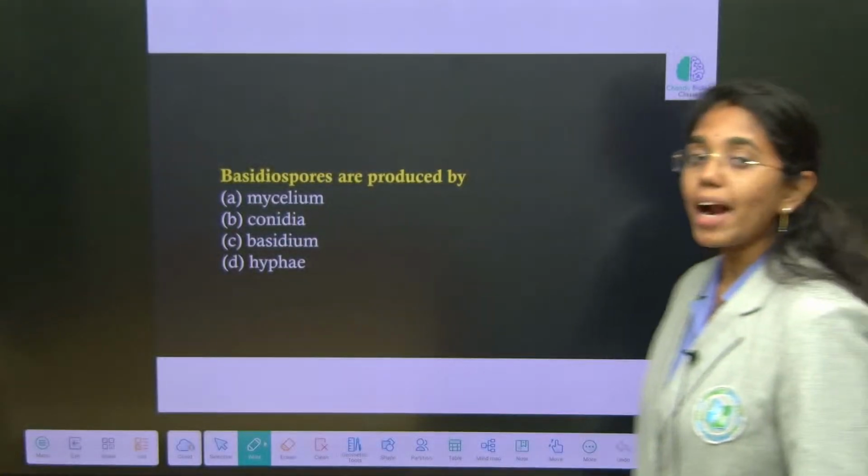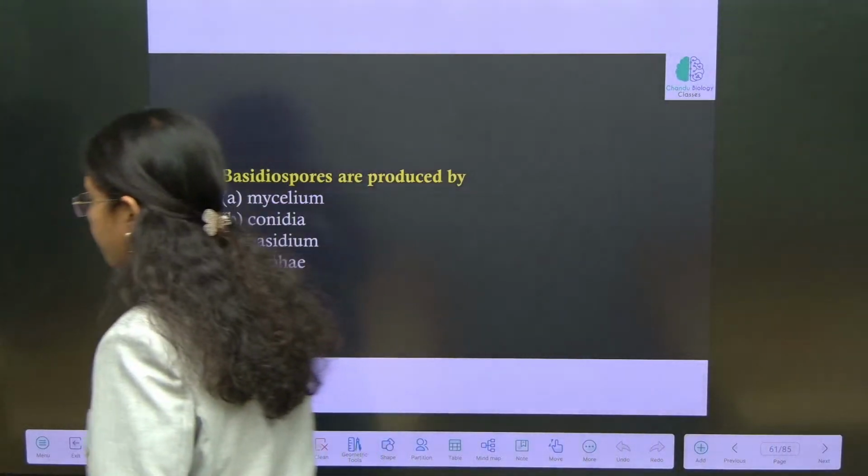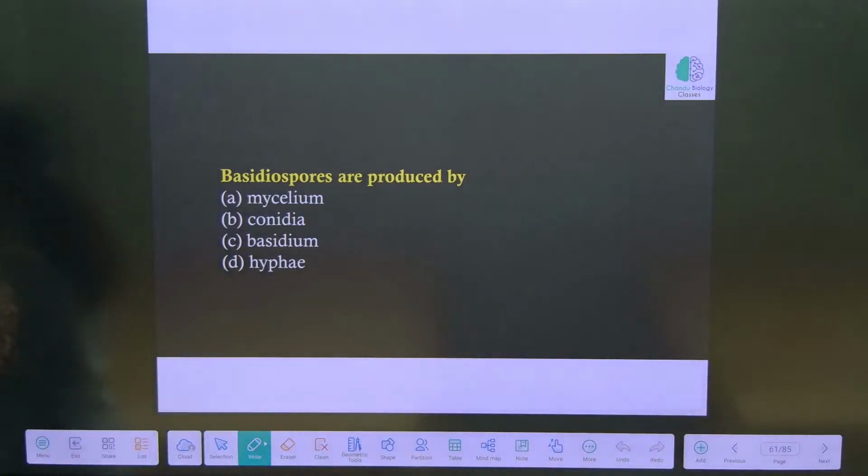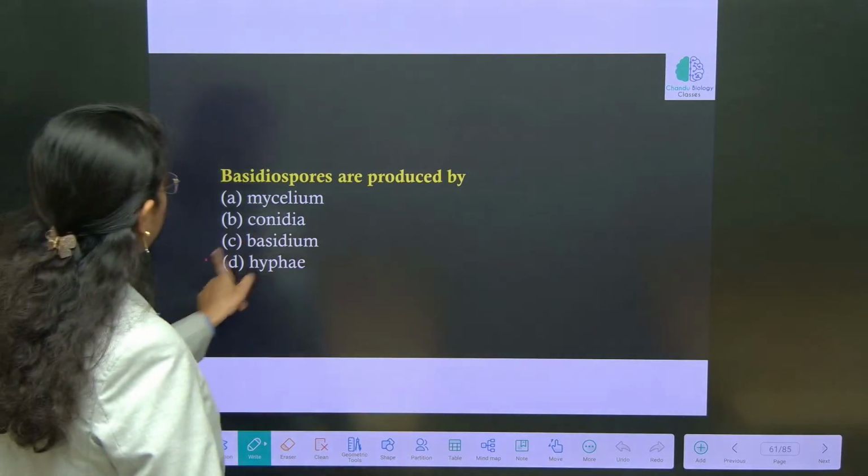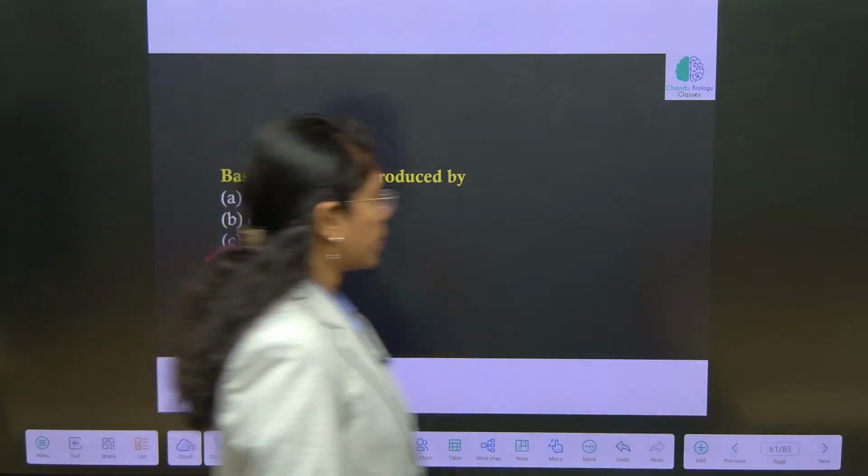Next, basidiospores, they are produced from... very simple and direct. Basidiospores are produced from basidium, which is option C.